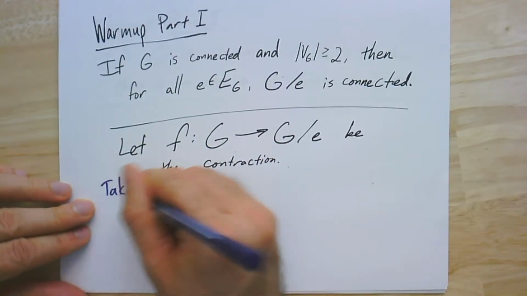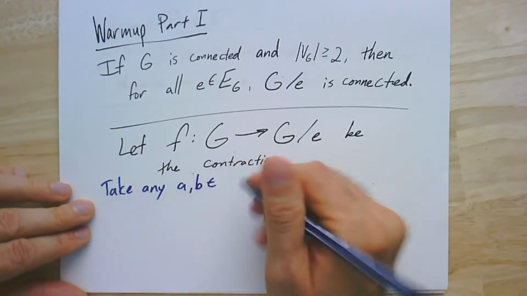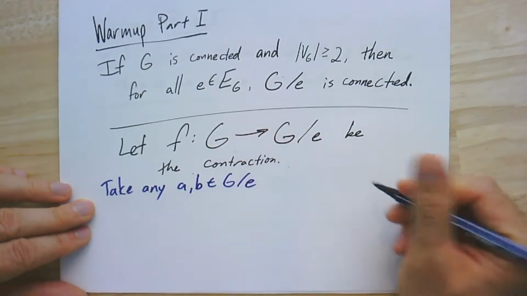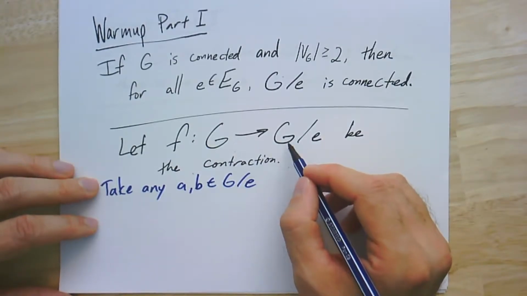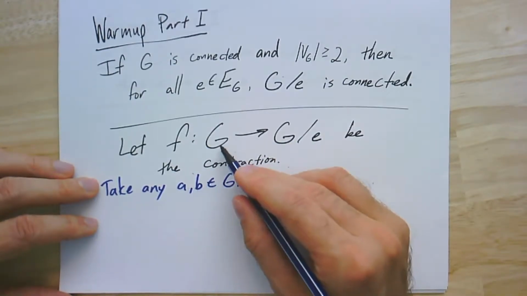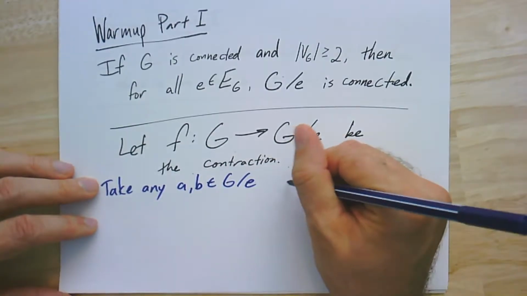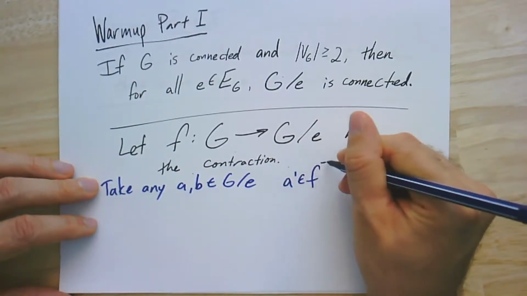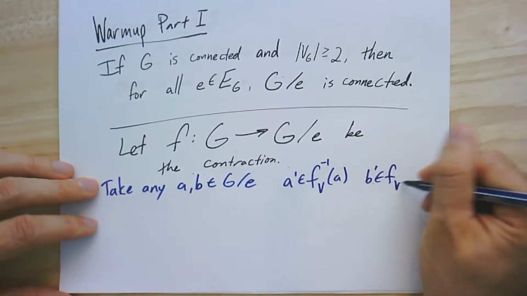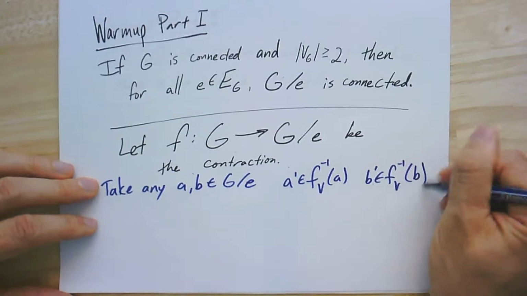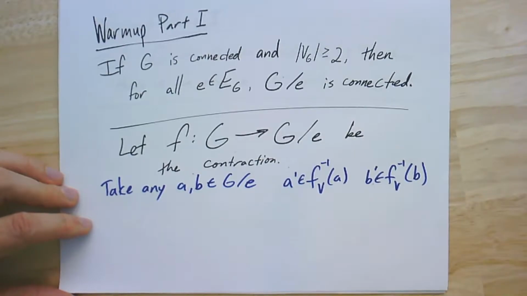If I take that contraction map for any edge E, then I can look at any 2 vertices. Take any A, B in the contracted graph, G mod E. I can take at least 1 vertex for each of A and B from G that maps to A and B. So I can take A prime in the preimage of A, and B prime in the preimage of B, and I know there must be something because it's a contraction, so it's surjective, so there's something in the preimage.